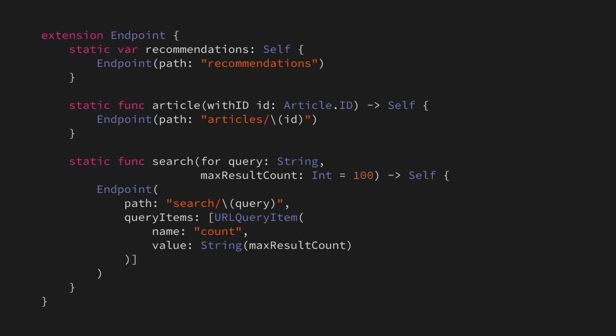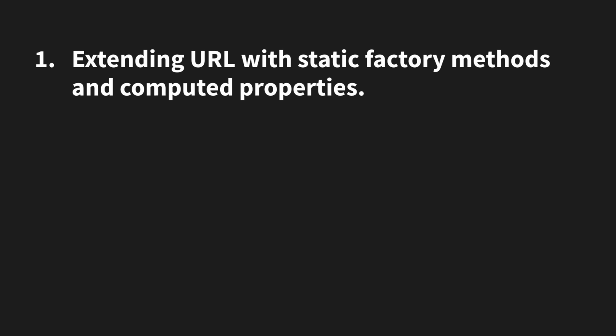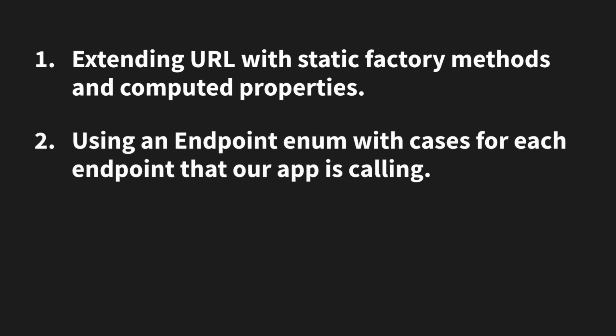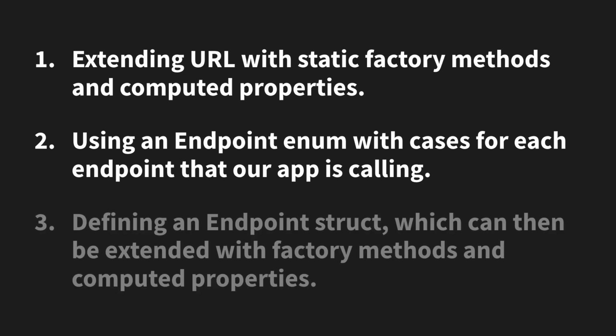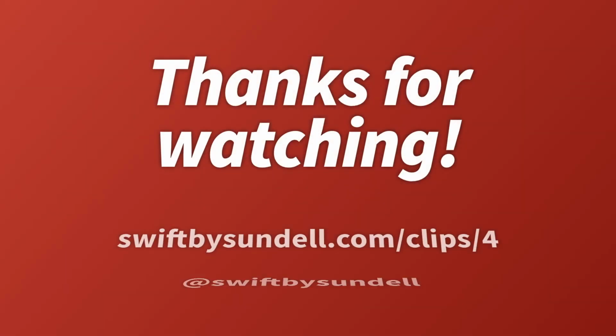So the three ways of managing URLs and endpoints that we've covered in this video are: first, by extending URL with static factory methods and computed properties. We also took a look at using an endpoint enum with cases for each endpoint that our app is calling. And finally, to define our endpoint type as a struct, which can then be extended with factory methods and computed properties.